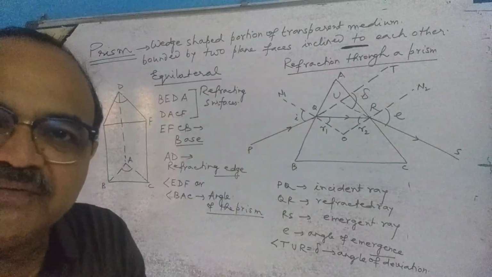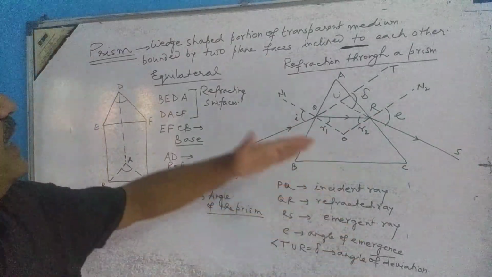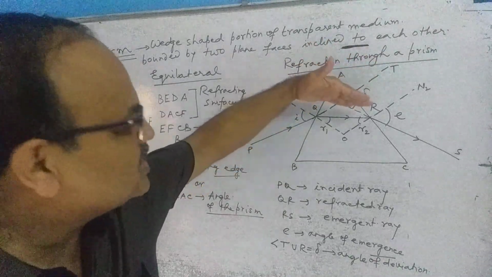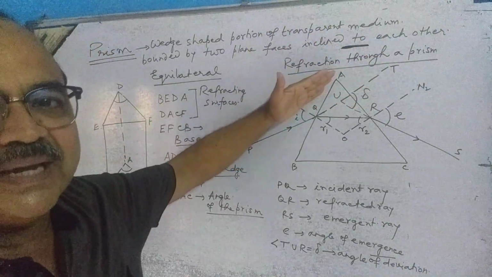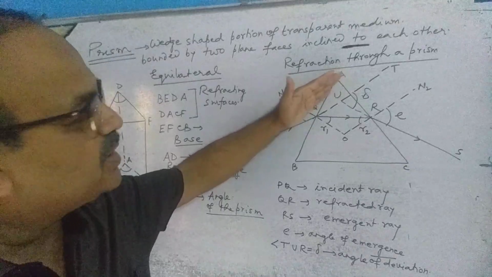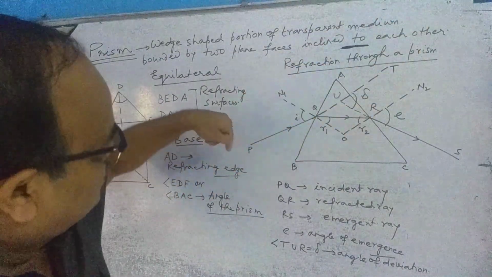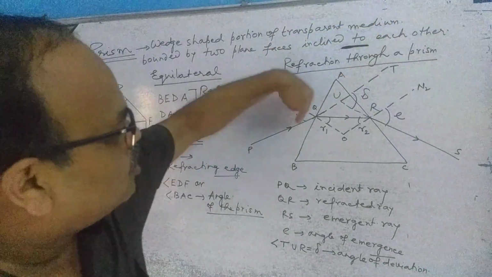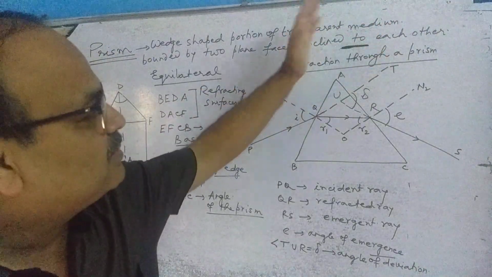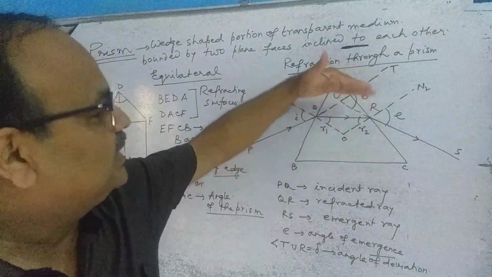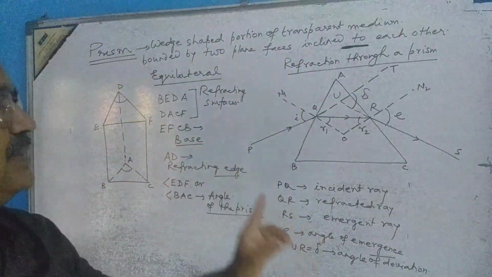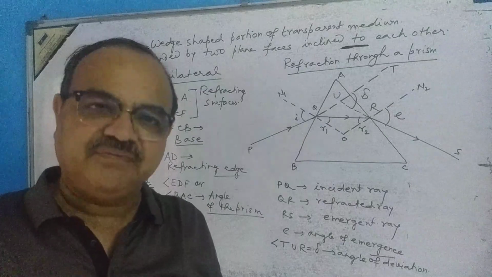What is the angle of deviation? What is its significance? It determines by how much angle the incident ray is deviated with respect to its original path. This is the original path, the dotted line, but it has been deviated by an angle delta. So that determines the angle of deviation.